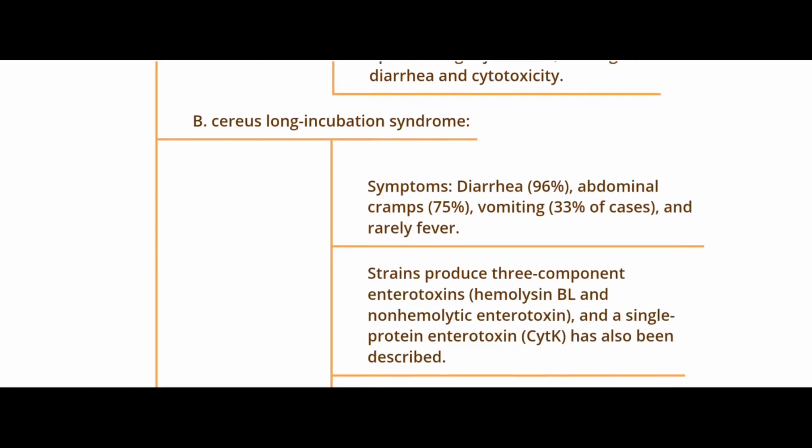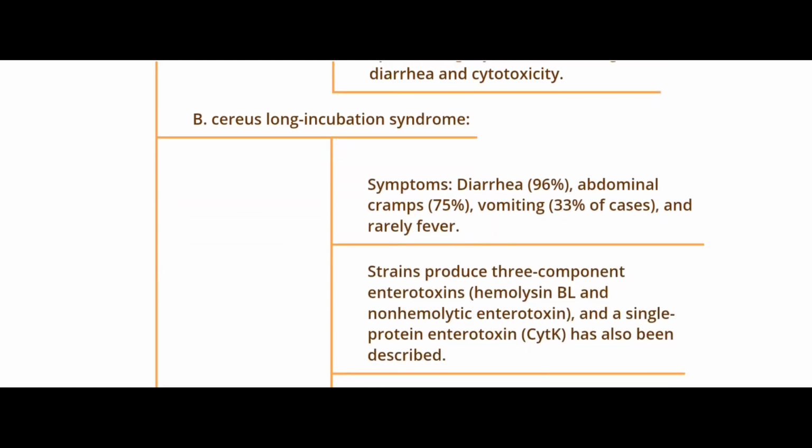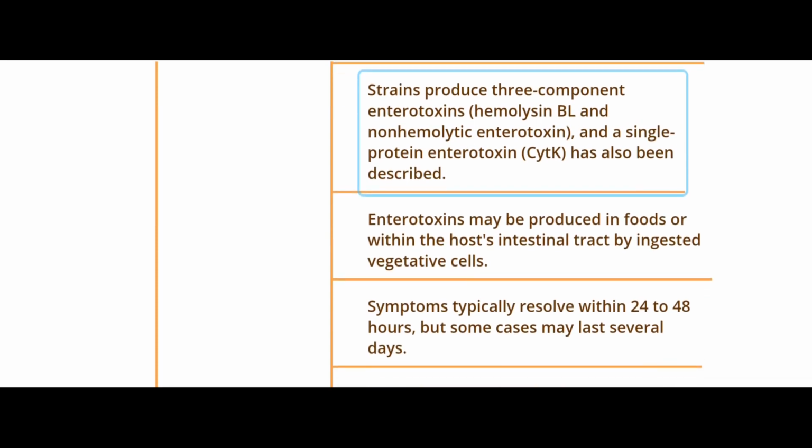In Bacillus cereus, when we are having the bacteria itself, we will have a long incubation period. And we will have 3 component enterotoxins. We will have hemolysin BL, non-hemolytic enterotoxin, and single protein enterotoxin. They have all been described in the literature, and it may be produced in foods or within the host's intestinal tract by the ingested vegetative cells of Bacillus cereus. Symptoms typically resolve within 24 to 48 hours and may last several days.